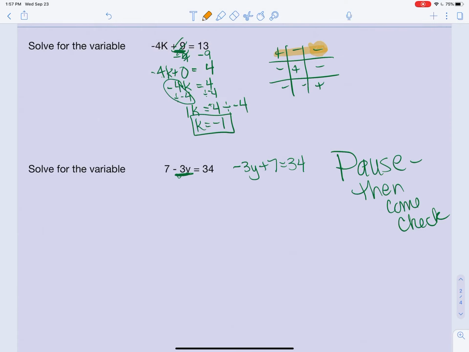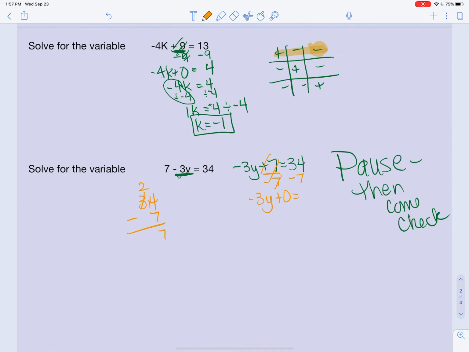Hopefully students have paused. So I'm going to go ahead and demonstrate. Using the inverse property, I want to remove this 7. So I'm going to subtract 7 from both sides. That eliminates this. I'm left with negative 3y plus 0 equals 34 minus 7. They are different, so I subtract them.